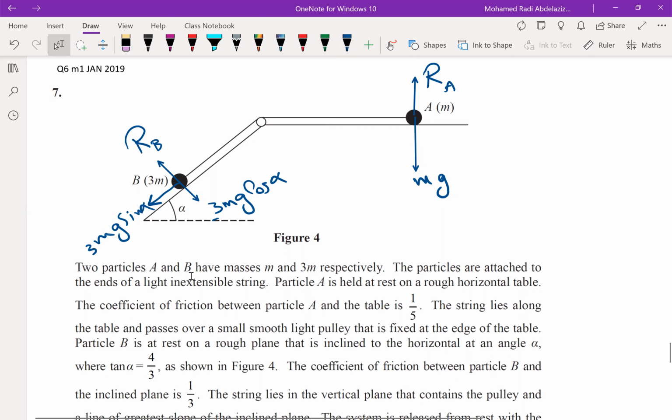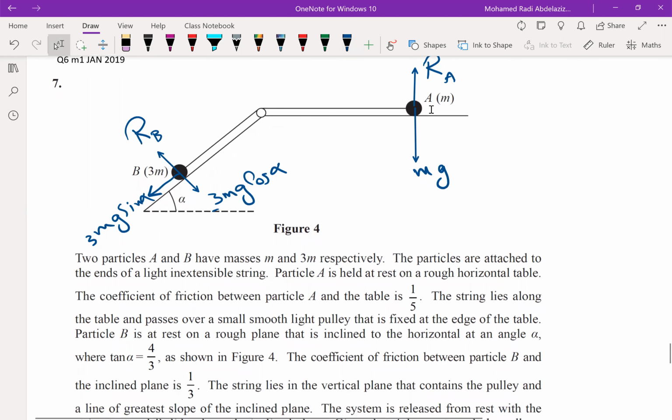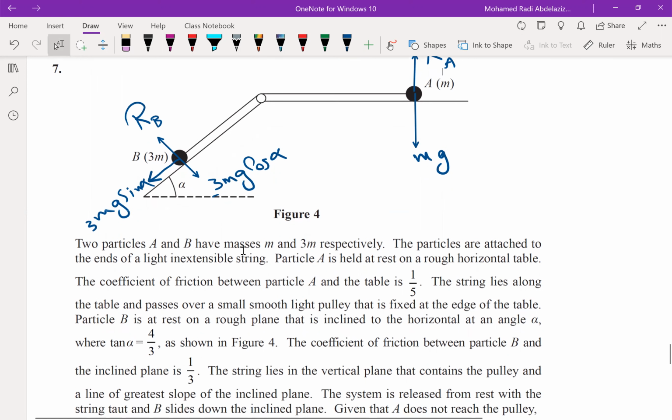Now, continue: particles A and B have mass m and 3m respectively, in the same order. Look, A is m and B is 3m. The particles are attached to the ends of a light inextensible string. Particle A is held at rest on a rough horizontal table. The coefficient of friction between particle A and the table is 1/5. Mu here is 1/5.